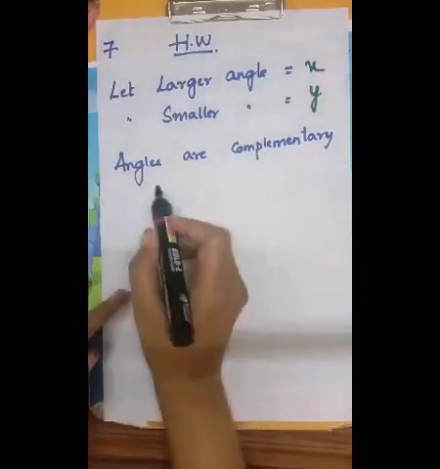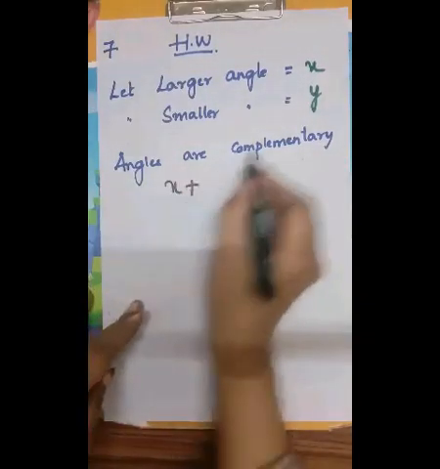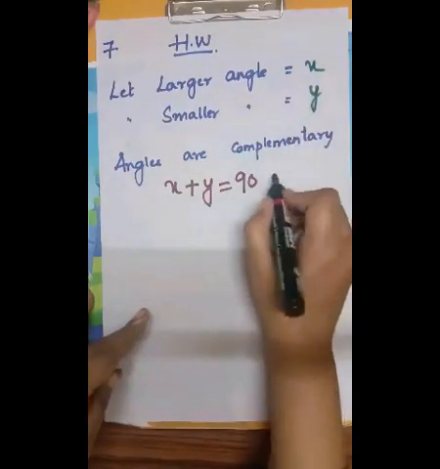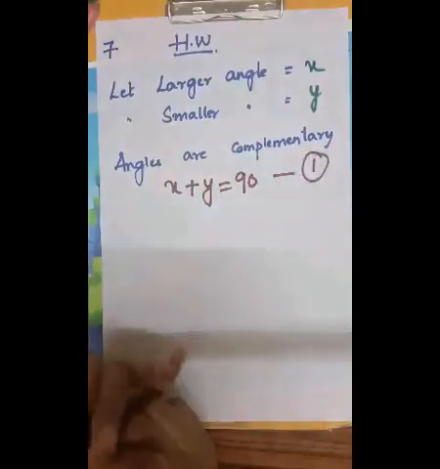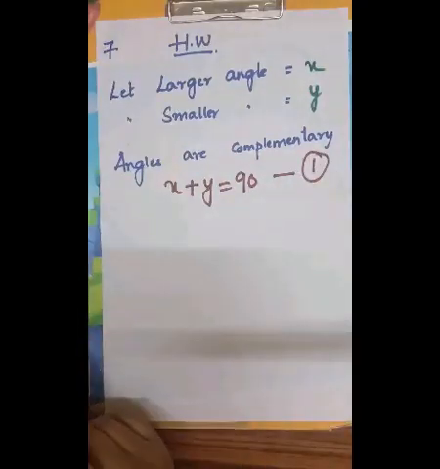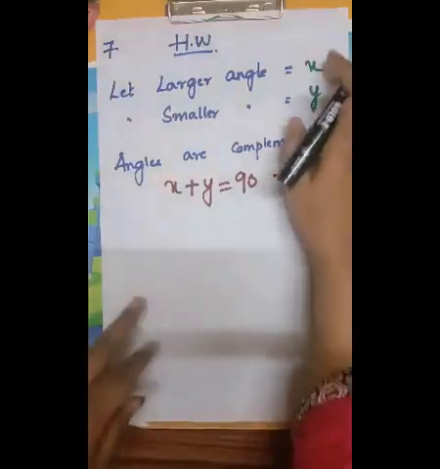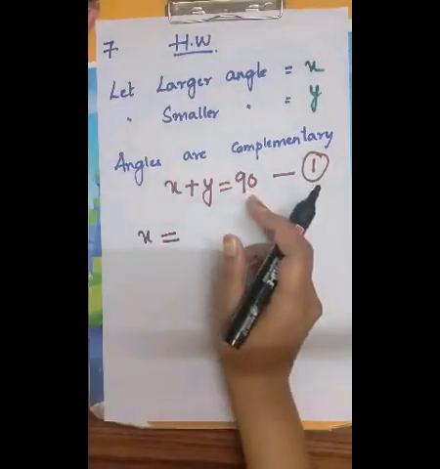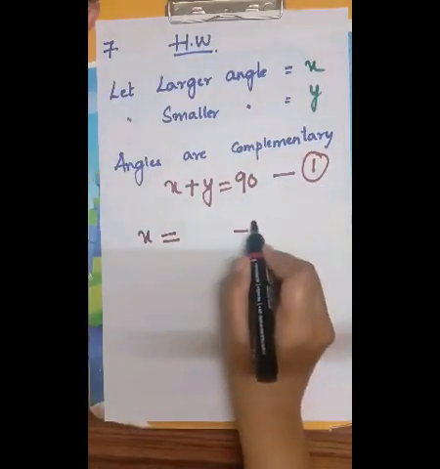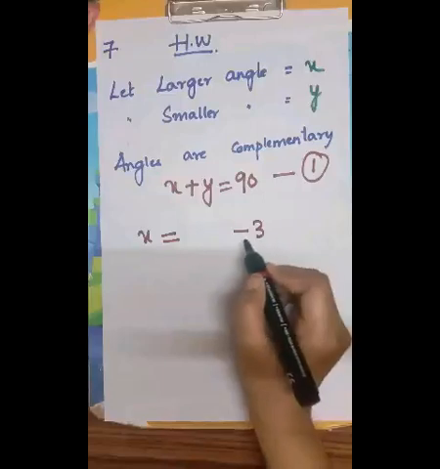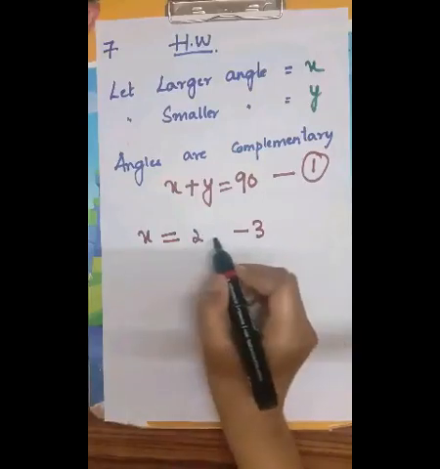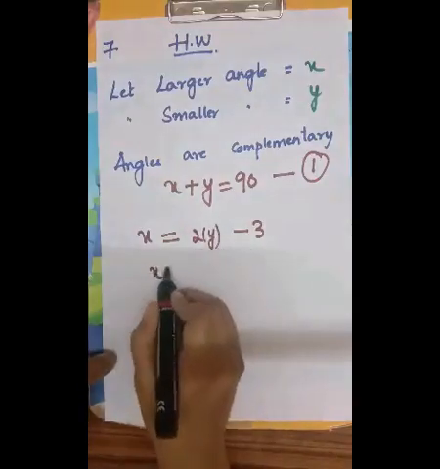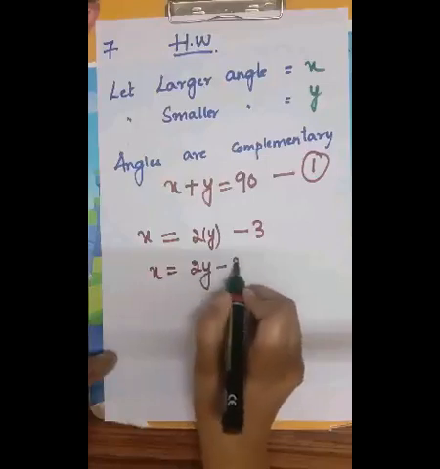Angles are complementary. That means the sum of these two angles is 90 degrees. This is equation 1. Now to frame equation 2, listen how I am framing. The larger angle, that is x, is 3 less than twice the measure of the smaller angle. That is x is equal to 2y minus 3.